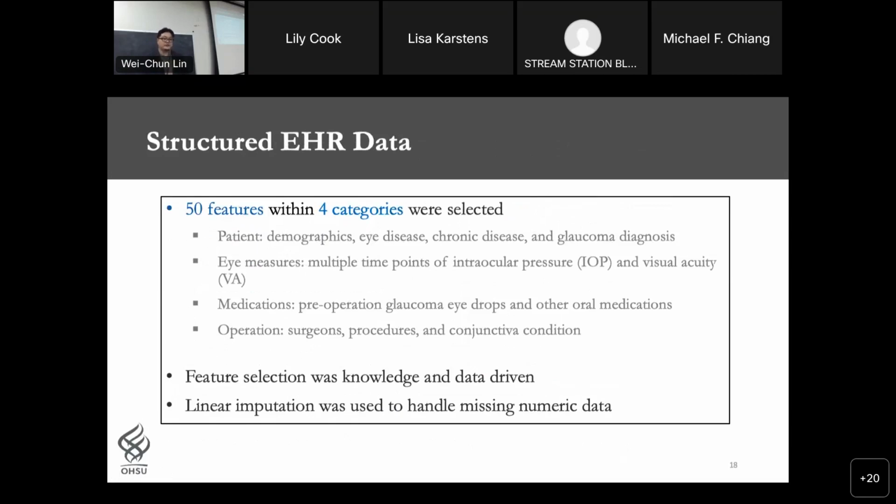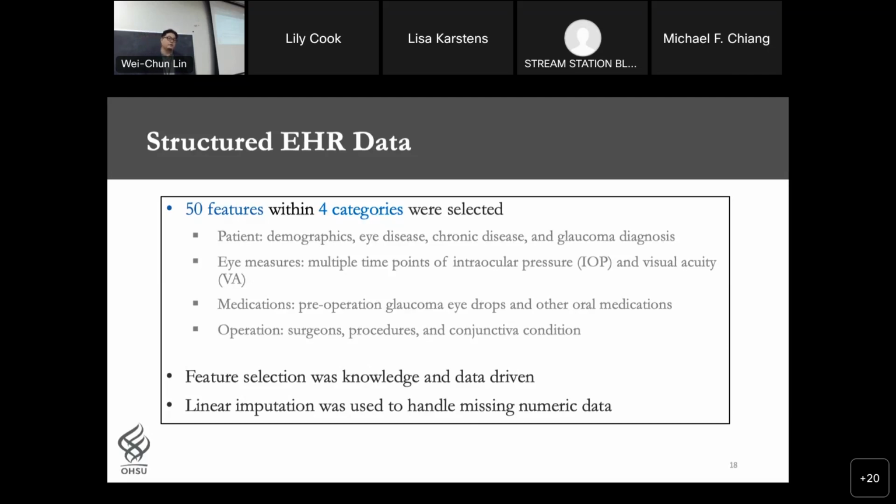So for the structured EHR data, we selected 50 features, including four groups: patient's condition and eye measures. Eye measures include multiple time points of intraocular pressure and visual acuity, and medication, including the oral medication or eye drops for glaucoma, or the oral medication for chronic diseases like hypertension or diabetes, and some other information related to the operation itself. Feature selection was knowledge-based and data-driven. Linear imputation was used to handle the missing numeric data.